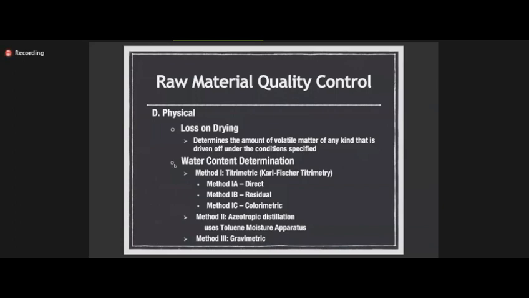Okay? And then, we have water content determination. In water content determination, of course, it is specific for the water content. We have 3 methods of water content. Take note, the only official method in the USP is method 1, which is your Karl Fischer titration. Method 1 can be 1A, 1B, 1C. 1A is direct, 1B is back titration or residual titration, and 1C, C for colorimetric. So you have your Karl Fischer titration, the official water content determination method in the USP.